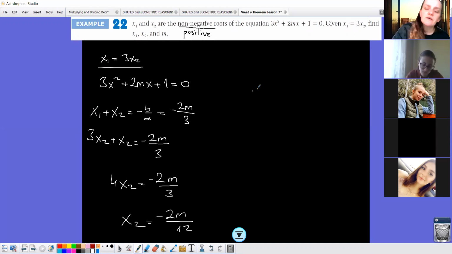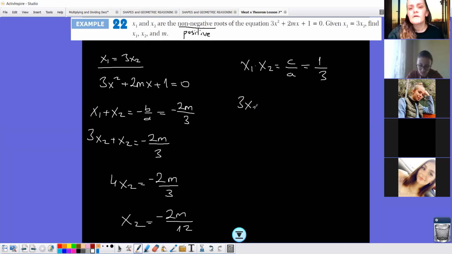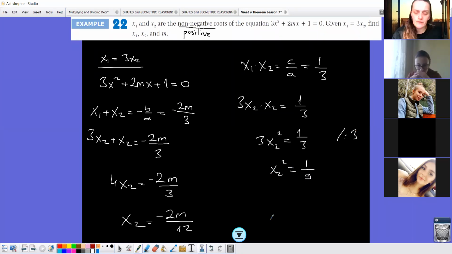Let's see with the product of the roots. x1 times x2, which is c over a. And what is c here? 1 over 3. Then instead of x1, again, I will write 3x2 times x2 equals 1 over 3. Then this is 3x2 squared, is equal to 1 over 3. Then I'm dividing by 3, and then I will get x2 squared is equal to 1 over 9. Yes, am I right?